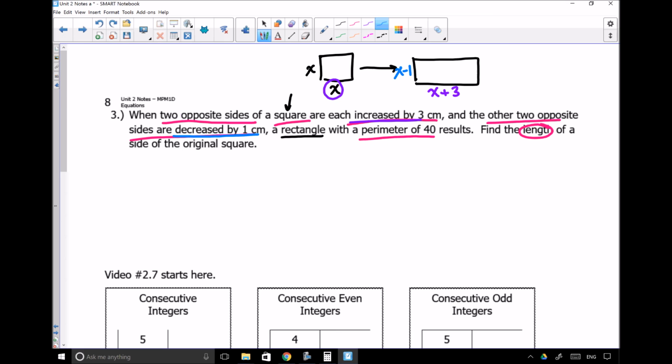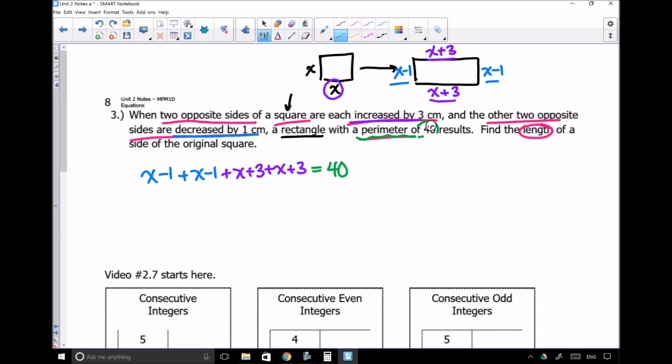Well, the piece of information I haven't used yet is the fact that the perimeter is 40. So how do I find perimeter? I add up all the sides. But be really careful. Don't forget that we have another X plus 3, and we have another X minus 1. So let's go ahead and add up all of our sides. I'll start with this one, X minus 1 plus X minus 1. I also have X plus 3 plus X plus 3. And when I put it all together, I know that my perimeter is 40.